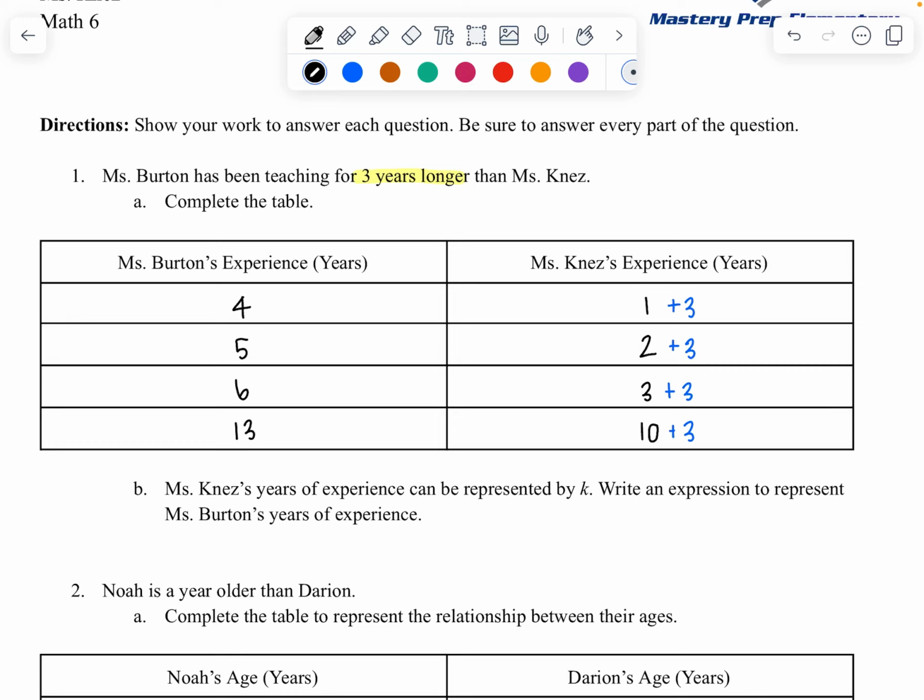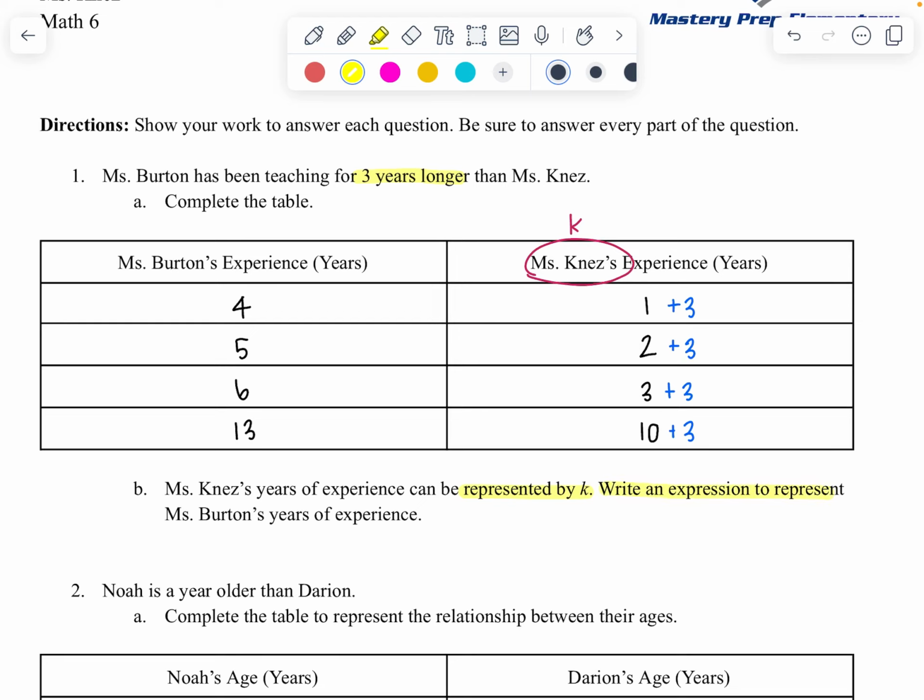Of course, what this table is really designed to help us do is answer question B, because that's our focus for this unit. Miss Knez's years of experience can be represented by K. K is a variable that represents a mystery number, any possible number of years of experience for Miss Knez. Write an expression to represent Miss Burton's years of experience.